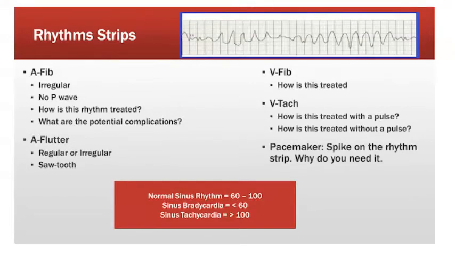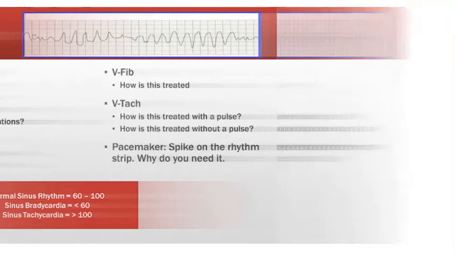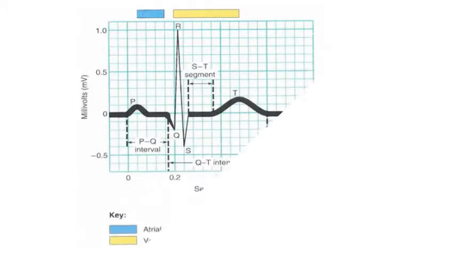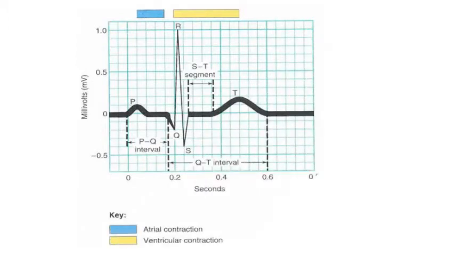So here is a diagram of a complex, or the electrical activity of the heart. As you see, there is a P wave. It falls in front of the QRS, which is right before the T wave.